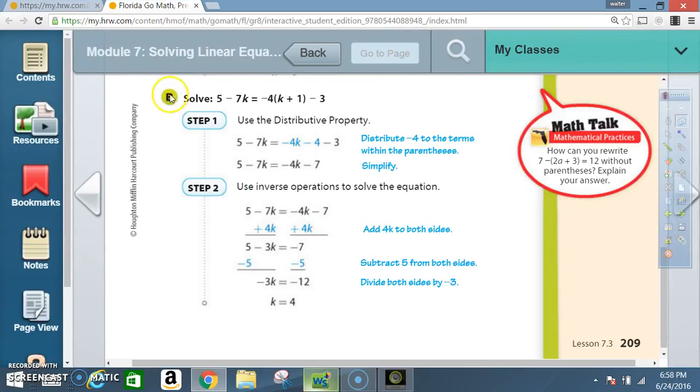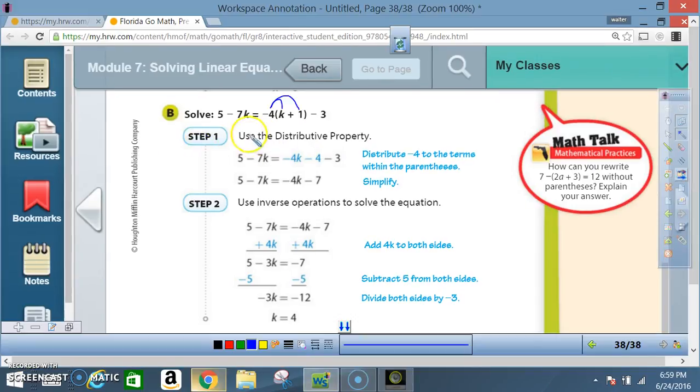Okay, example 1, part B. Solve 5 minus 7k is equal to a negative 4 times the quantity k plus 1, minus 3. Once again, we notice that our first step is going to be to use the distributive property. On this side, there's no distributive property, so we just write down what we have: 5 minus 7 times k.